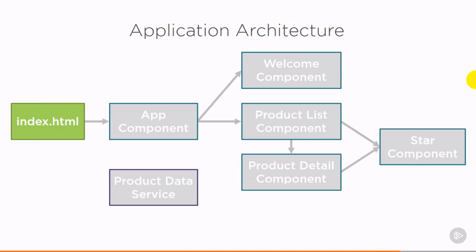Looking again at the application architecture that we defined in the first module, we currently have the index.html file in place. In this module, we'll build the app component. Let's get started.